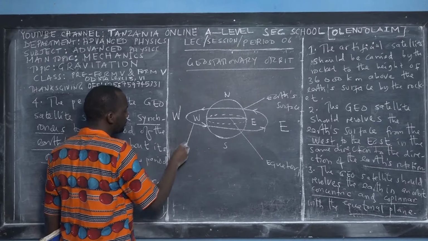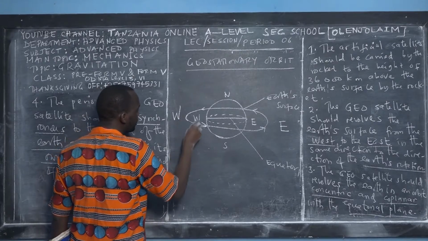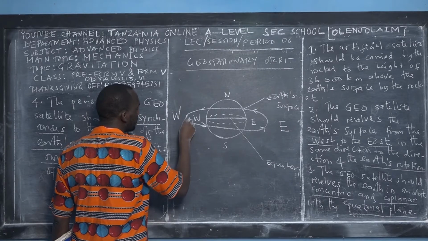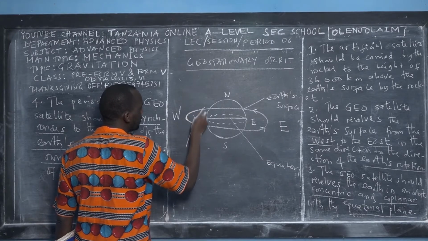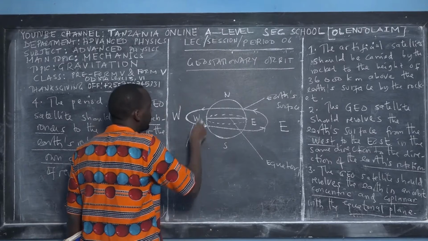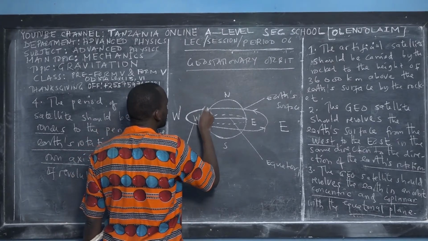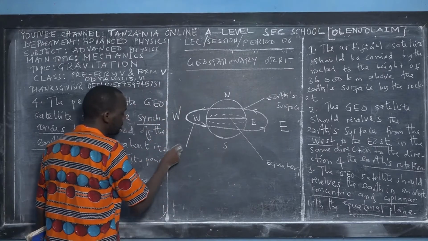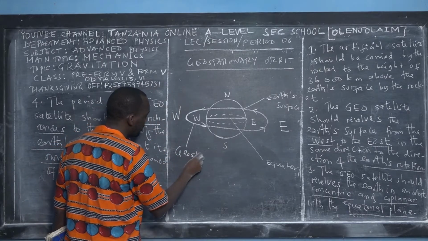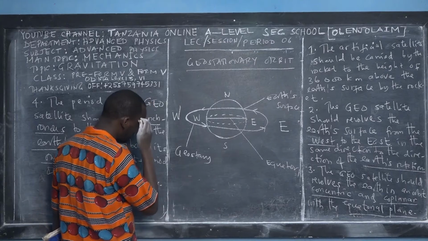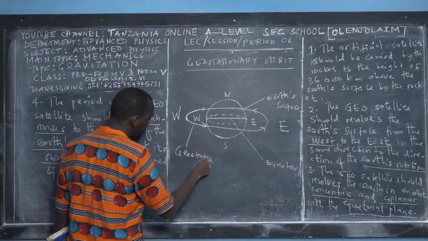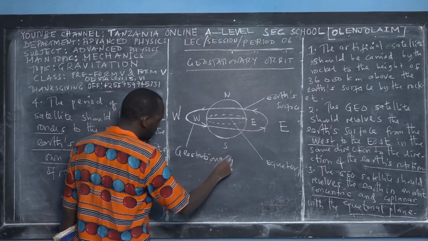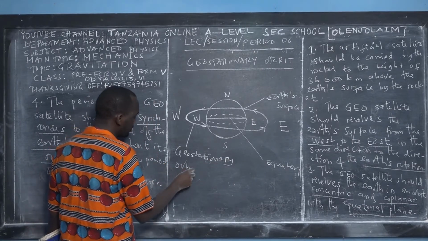So this is what we call geostationary. This is a geostationary satellite. This is the geostationary orbit.